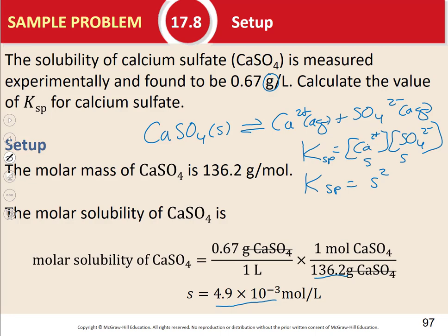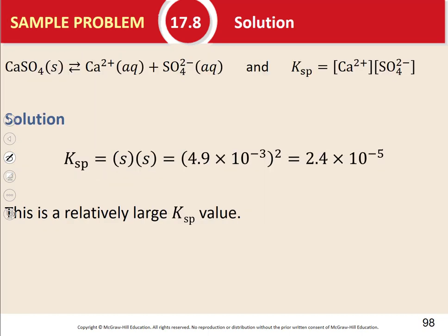But all we need to do now is plug in the S we found. The 4.9 times 10 to the negative third molar, so square it. And we get 2.4 times 10 to the negative fifth. Again, K's have no units, so we leave off the unit there.